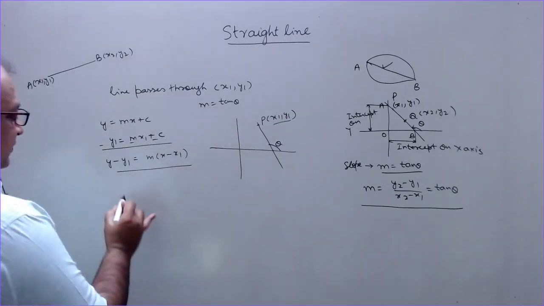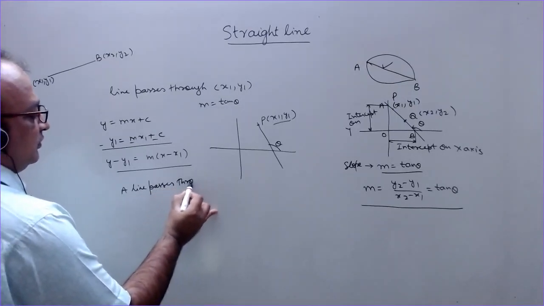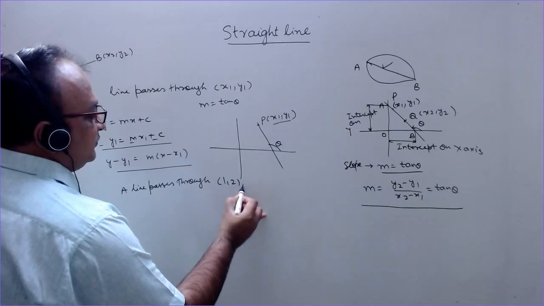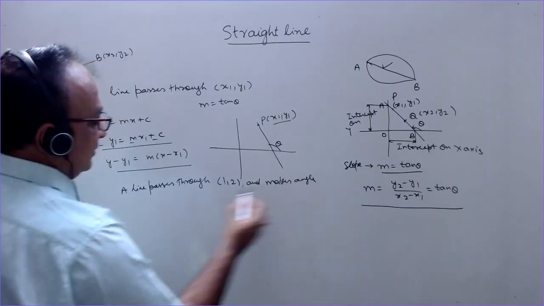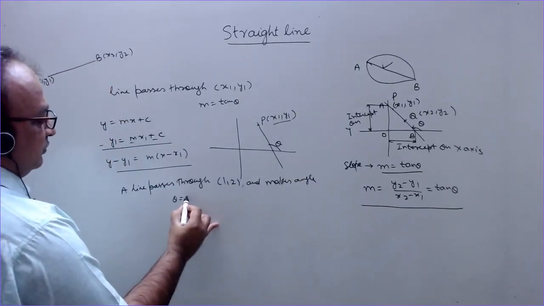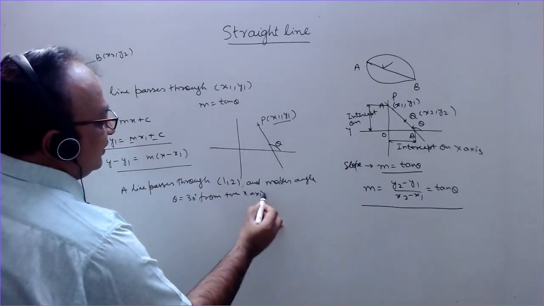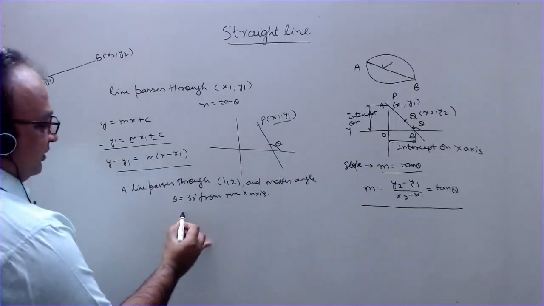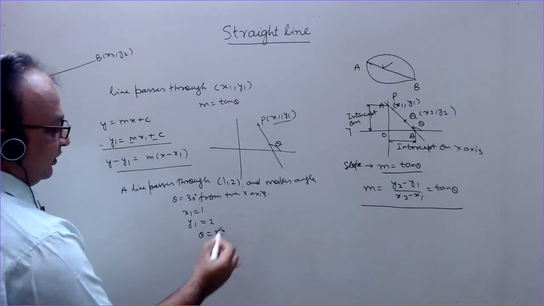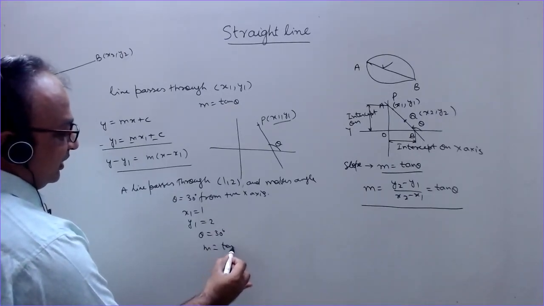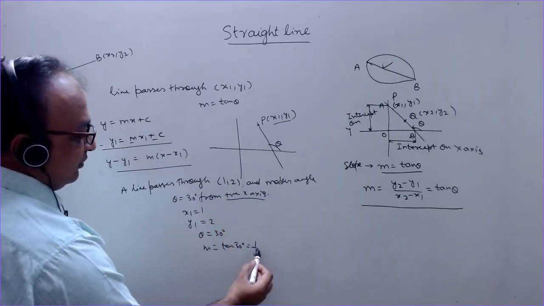Suppose I have a question. A line is passing through 1, 2 and makes an angle theta equal to 30 degrees from the positive x-axis. Find the equation of the line. So here x1 is 1, y1 is 2, theta is 30 degrees. So the slope of the line m is tan 30. Remember that this is with the positive direction of x-axis. So 1 by root 3.